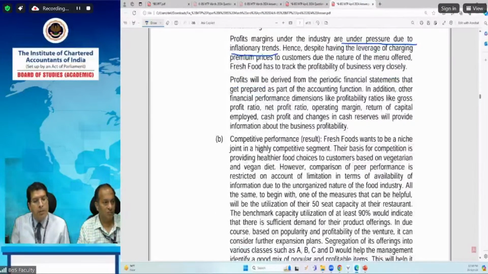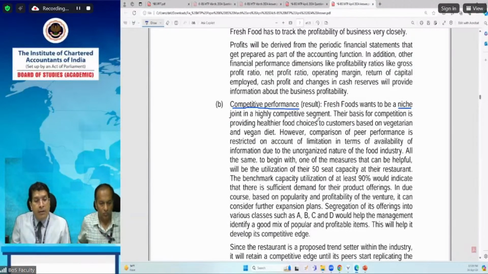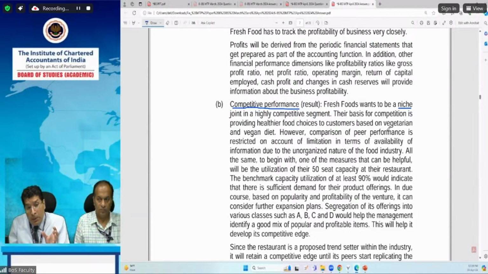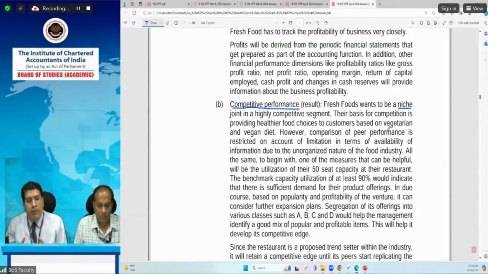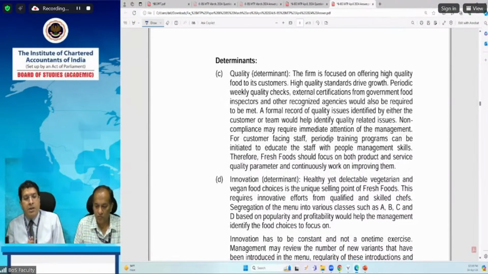After this, my next dimension is competitive performance, and competitive performance will cover the type of market, like a niche market, and how we are going to face our competition. In this case, the company is going to provide healthier food and a vegetarian and vegan diet. That's why competitive performance relates to your competitive position.